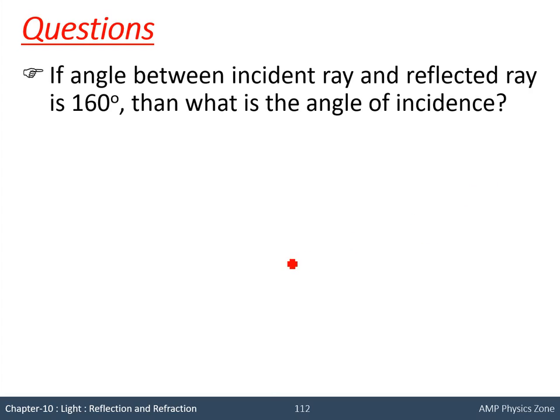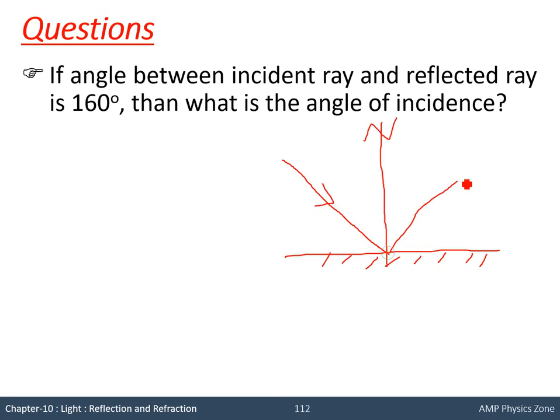So we can draw a plane mirror. This one is the normal line. Now angle of incidence. So this is the incident ray. This will be the reflected ray. Angle between incident ray and reflected ray is 160. So total angle is 160.